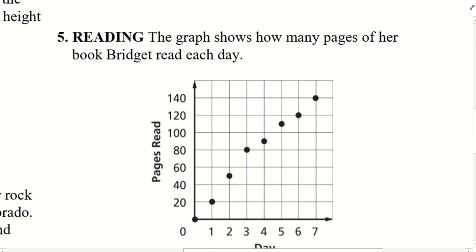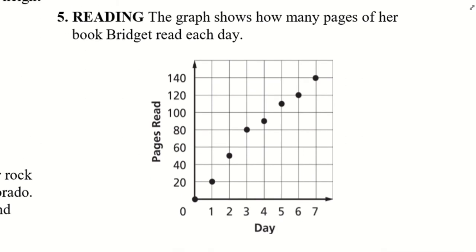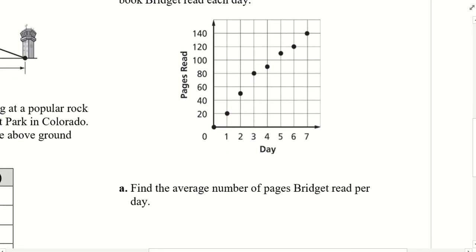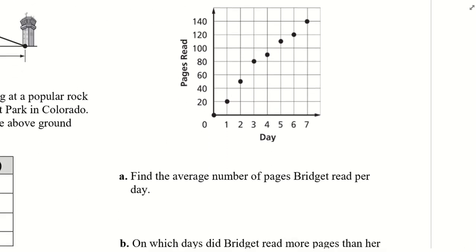We have Bridget reading books. On day 1, it looks like she read 20 books, and then on day 3, she's read a total of 80 books. These are cumulative totals, so they keep adding up. The first question is going to ask you, find the average number of pages Bridget read per day. So per day, you really only have to look at the first day because that's day 1. That's going to give you an average number of pages for each day.